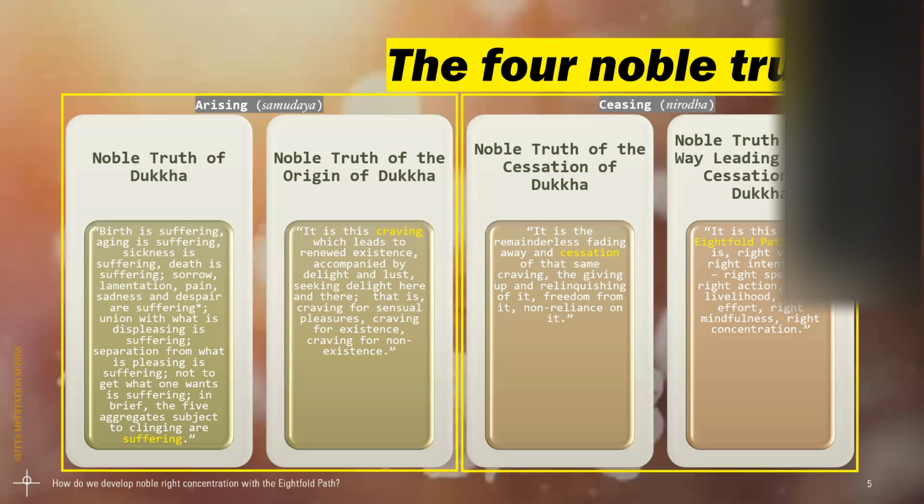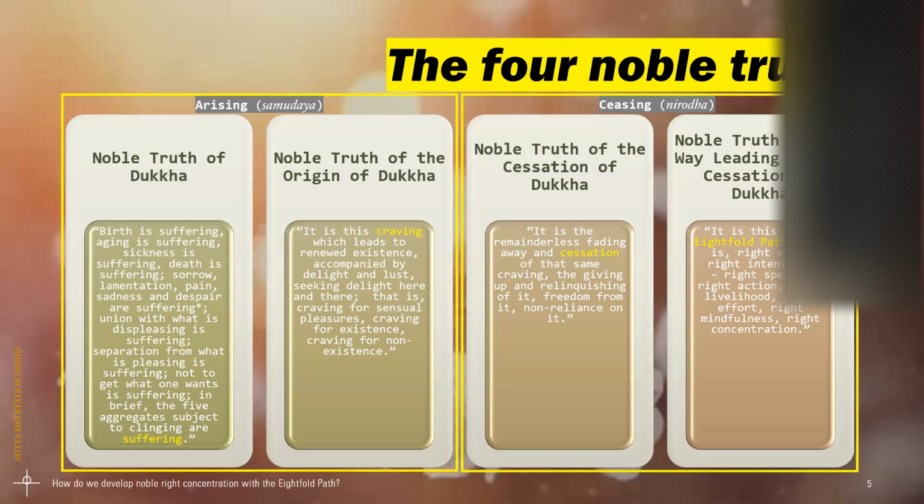So he defines in one instance, he says, ignorance is not knowing the Four Noble Truths and being immersed in that ignorance. And one of the other things he says then is knowledge is knowing the Four Noble Truths and then exerting ourselves to understand them. This is in the Samyutta Nikaya.